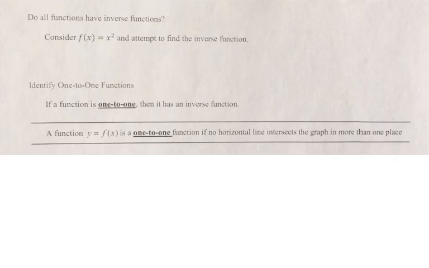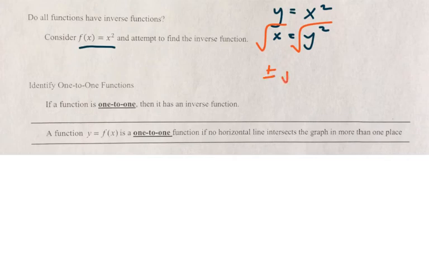Okay, so the last video about 2.7 inverse functions is going to recognize that not all functions have inverse functions. So one thing we want to consider is the function f of x equals x squared. If I do my process, I get y equals x squared, and then I switch them, so I get x equals y squared, and then when I take the square root to solve, this actually gives me positive or negative square root of x equals y.